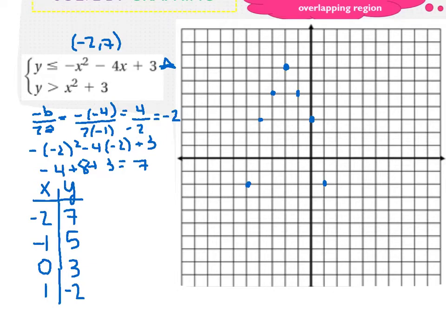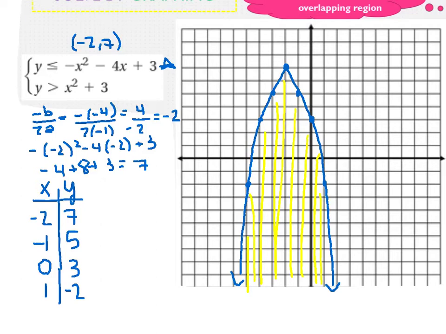And because we are less than or equal to, it's going to be a solid line. And since it's less than, we are going to shade below. So I'm going to shade below, and that is where my solutions are going to be for that parabola.